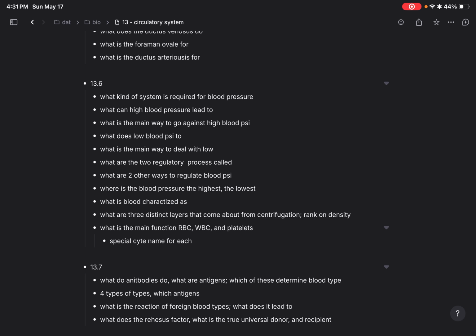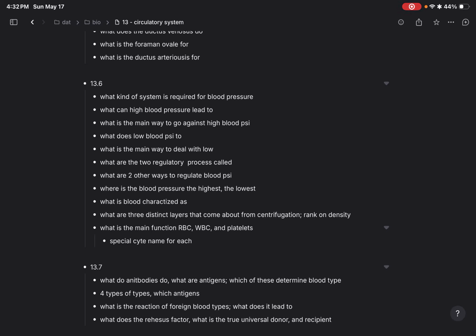Well, you might not be pumping enough blood to your brain, and that's not good because your body needs blood to the brain. So what is the main way to deal with low pressure? It's the complete opposite. It's called vasoconstriction. So vasoconstriction will tighten up the blood vessels, and then it'll be harder to pump. So what are the two regulatory processes called? I think vasoconstriction and vasodilation, I think I just said.